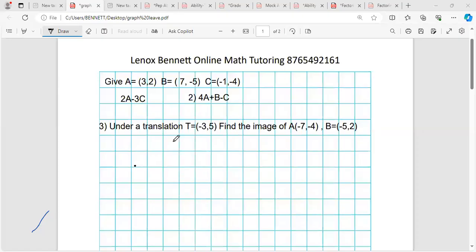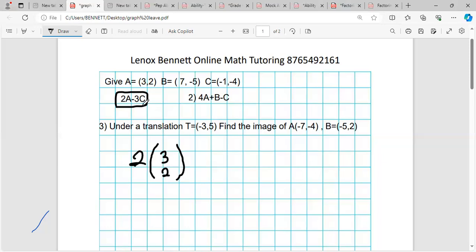Right, so the first one, A is (3, 2), B is (7, -5), and C equals (-1, 4), right? So basically, guys, all we're doing is just setting it up as it is. So we have 2 multiplied by A. That's what we call a scalar. So we're going to multiply each term in A by 2. So you just write them like this.